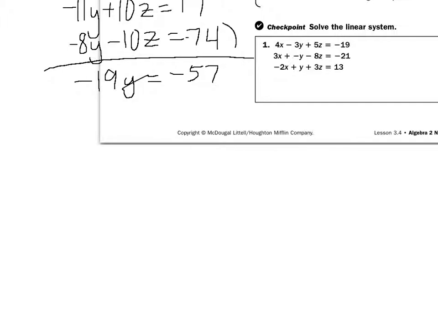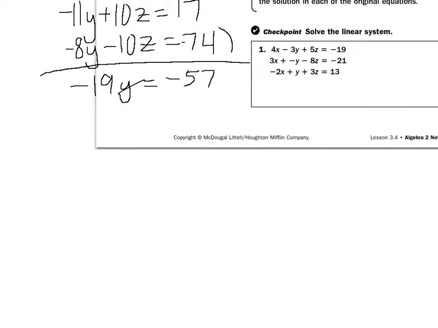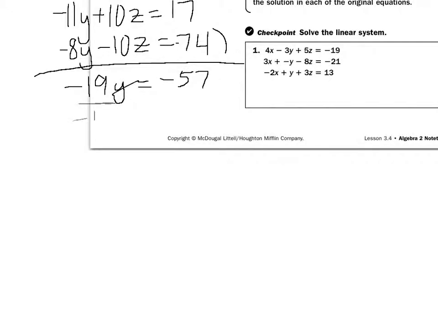Okay, if I divide that out, so divide both sides by negative 19, I'll have a positive 3. Yay, we have one variable. But I still need to know what x and z is. So I need to go back up here to my original equations.